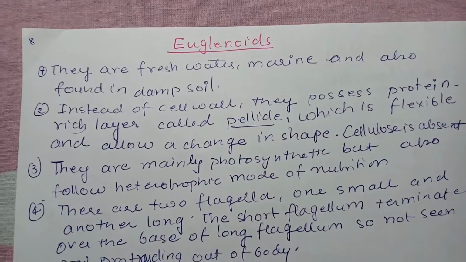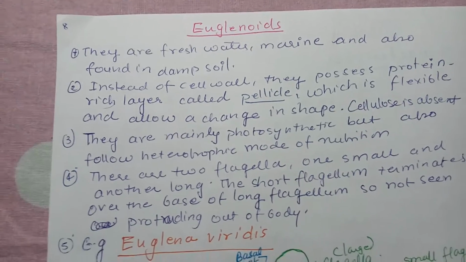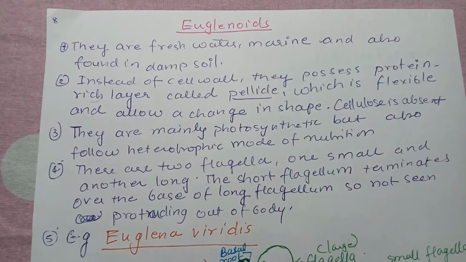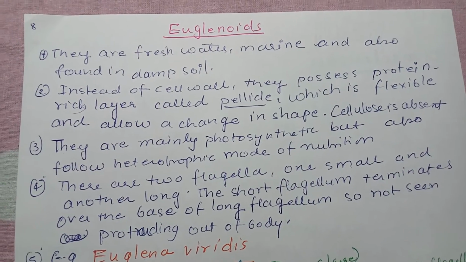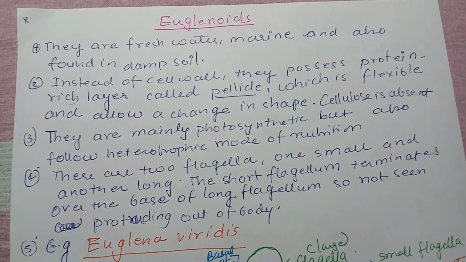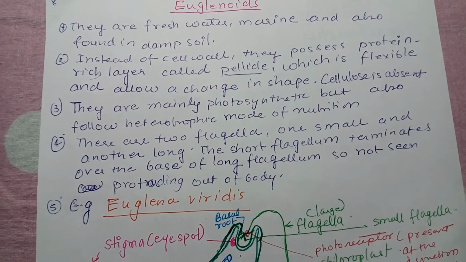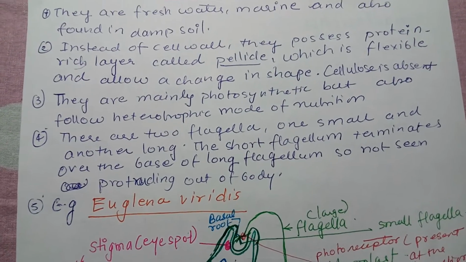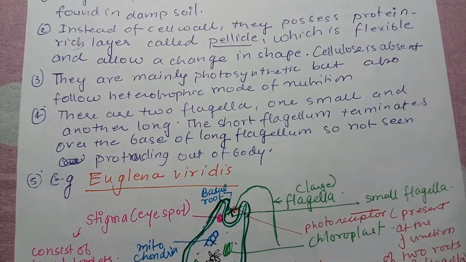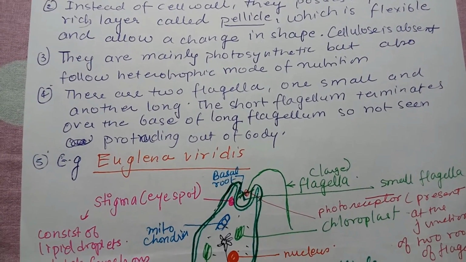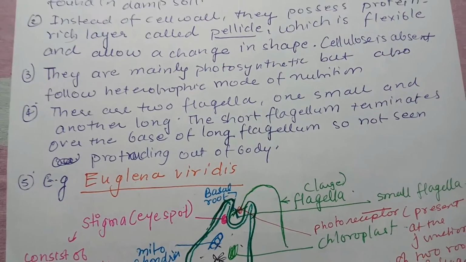Euglenoids are freshwater, marine and also found in damp soil. Instead of a cell wall, they possess a protein rich layer called pellicle, which is flexible and allows the change in shape. Cellulose is absent over here. They are mainly photosynthetic but also follow the heterotrophic mode of nutrition. They have two flagella, one short and another long. The short flagellum terminates at the base of the long flagellum, so it is not seen protruding out of the body.